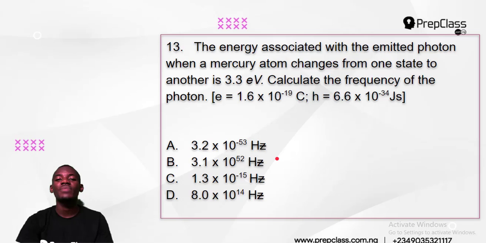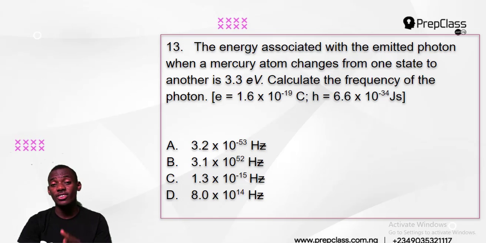Let's check out number 13. The energy associated with the emitted photons when a mercury atom changes from one state to another is 3.3 eV. Calculate the frequency of the photon. Now this is under atomic physics. Now you can see Planck constant h, 6.6 times 10 to the power minus 34 joule seconds. And you can see the energy there.